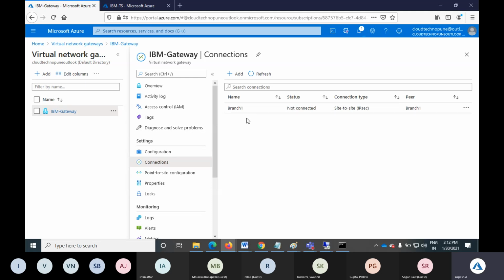Any question, any doubt till now? Tomorrow, same time, 12. Hello, Yogesh. Can we use the tracert utility to diagnose the issue? Tracert we can use, but the connection is not showing connected, right? At least the connection should show connected, then we can check where my traffic is going.